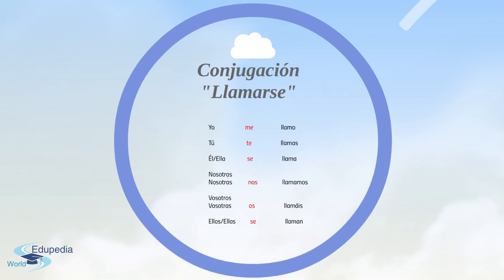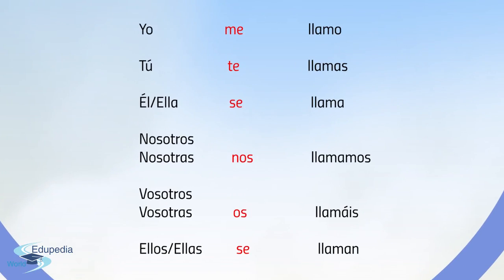So how do you conjugate the verb llamarse? Look at this on the screen: yo me llamo, tú te llamas, él, ella se llama, nosotros, nosotras nos llamamos, vosotros, vosotras os llamáis, ellos, ellas se llaman. Okay, so the pronoun and then the other pronoun match. They are in the same form as well as the verb.